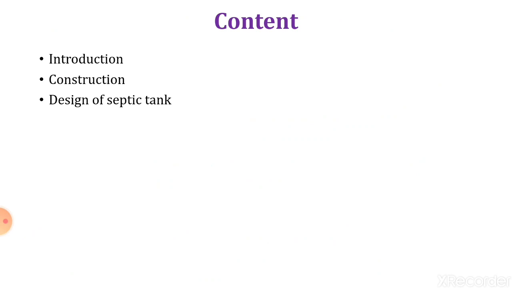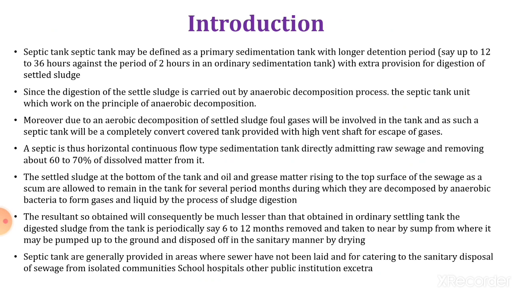This particular topic constitutes the introduction to the septic tank, its construction, design of the septic tank and the upflow anaerobic treatment plant. Let us see what exactly a septic tank is. A septic tank may be defined as a primary sedimentation tank with a longer detention period, say 12 to 36 hours, against the period of 2 hours in an ordinary sedimentation tank, with extra provision for digestion of settled sludge.